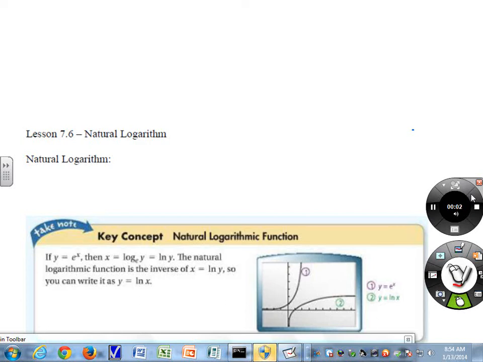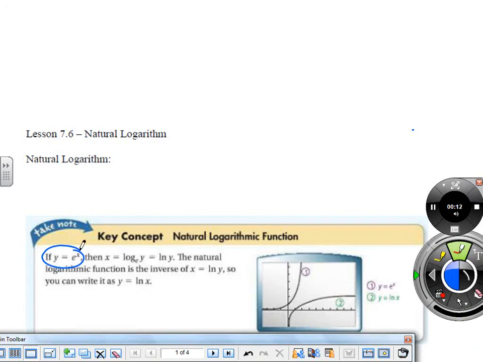Okay, so what we see here is, in this lesson, we're going to learn about the natural logarithm. So remember that e was the natural number. So you can see that equation right here. And we talked about in class how logarithms and exponential functions are inverses.